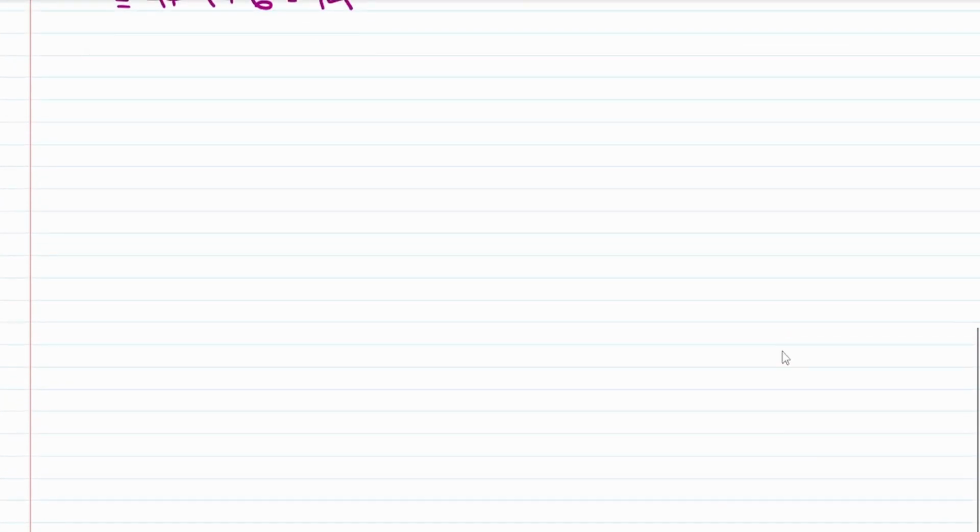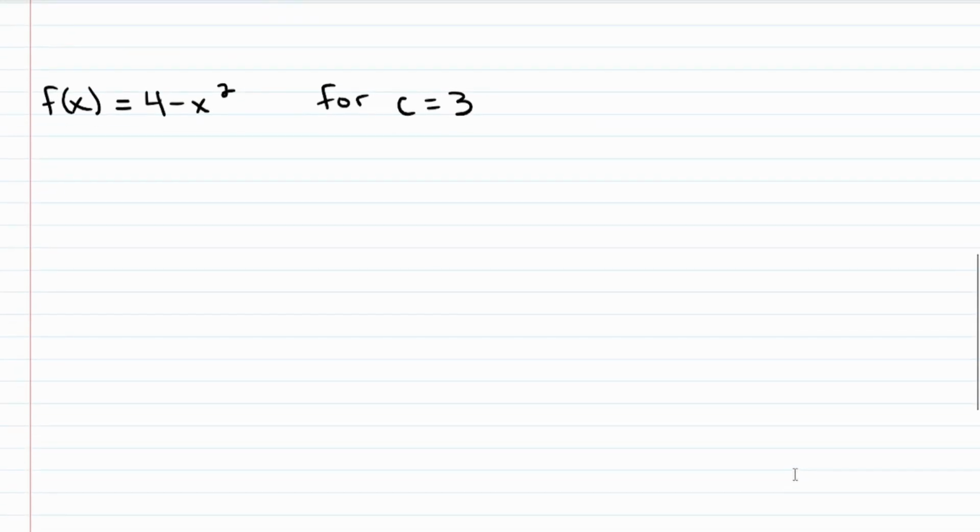So we'll do f of x equals 4 minus x squared for c equals 3. And this is another format you might see it in where instead of giving you f prime of 3, they'll say c equals 3. So make sure you're aware of any different ways that they can give you the type of question where you would use the alternate limit definition. So go ahead, pause the video, and see if you can figure it out on your own, and then we'll go through it together.